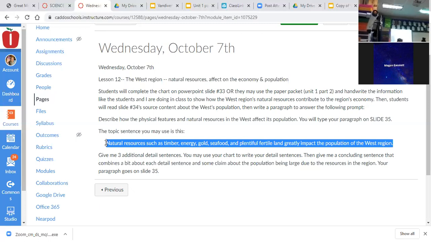Could you see it well enough? All right, go where timber was.